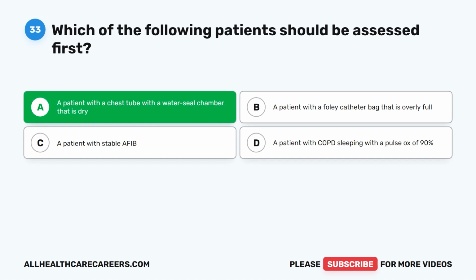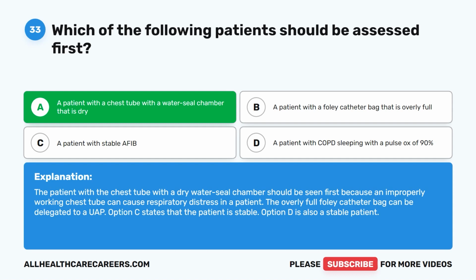The correct answer is A. A patient with a chest tube with a water seal chamber that is dry. The patient with the chest tube with a dry water seal chamber should be seen first because an improperly working chest tube can cause respiratory distress in a patient. The overly full Foley catheter bag can be delegated to a UAP. Option C states that the patient is stable. Option D is also a stable patient.